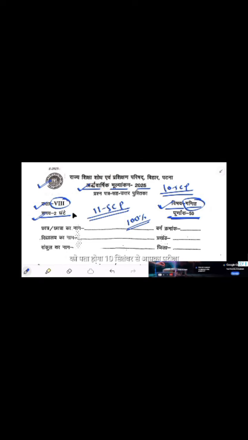September. The total time you will get here is 2 hours. You have to score 50 marks in 2 hours. See here what all you have to fill.